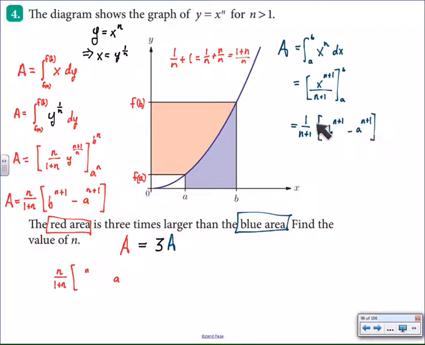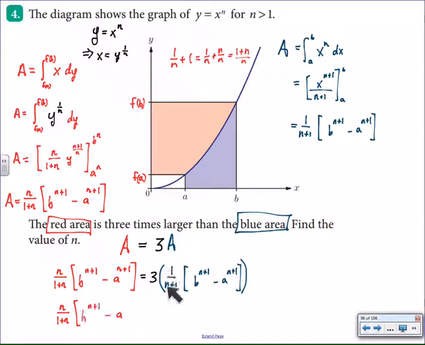And what I notice is this area looks almost exactly the same as that area, and the only difference is instead of n over 1 plus n, it's 1 over 1 plus n. What I know is given area of the red is 3 times the area of the blue. So this is the area of the red, and this is 3 times the area of the blue, which if I multiply 3 times 1 over n plus 1, I get 3 over n plus 1.